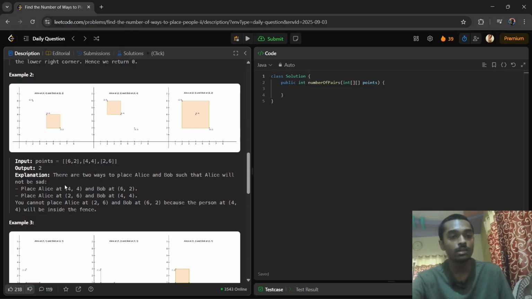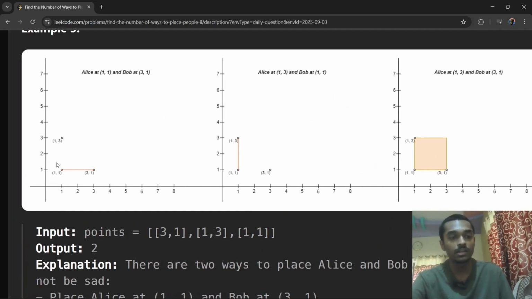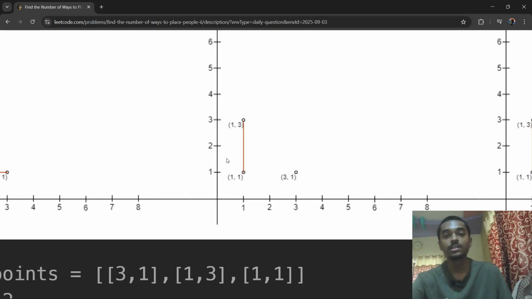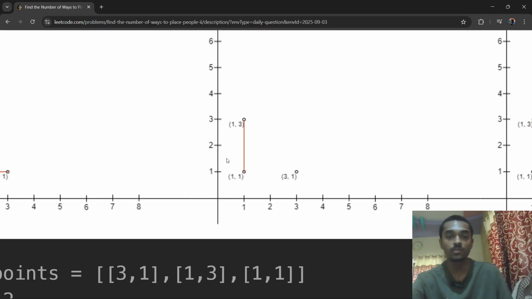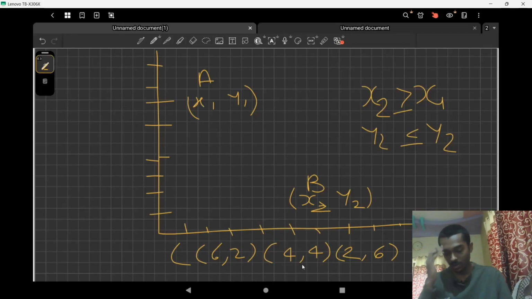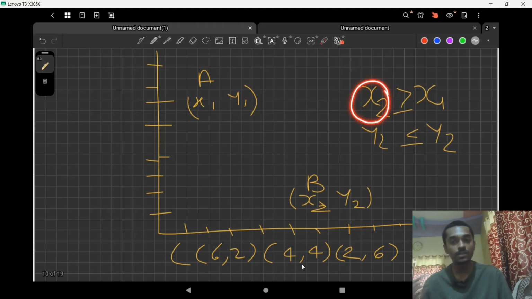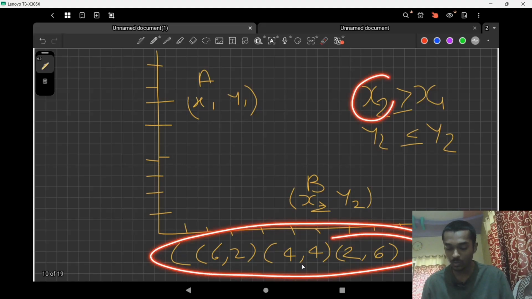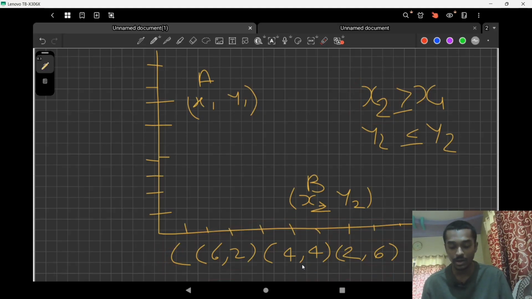In this example you can see the y value of both are the same, this is also valid, and in this example the x value is also the same. Okay, x1 and x2 are also the same, so this is also a valid point. By just observing this, we want the x2 value always greater. So we can sort our array on the basis of x, in ascending order, right?